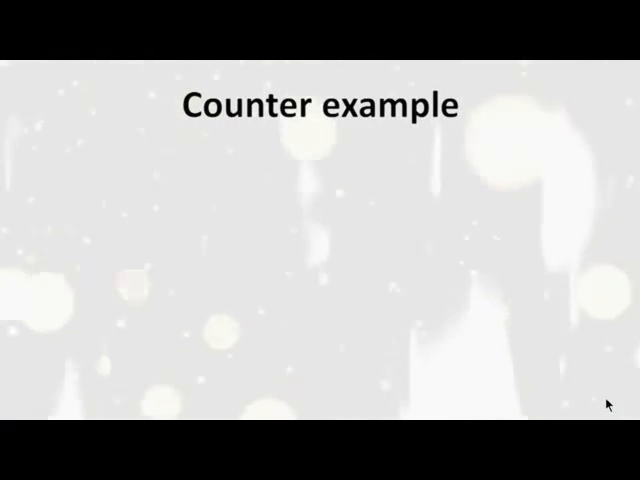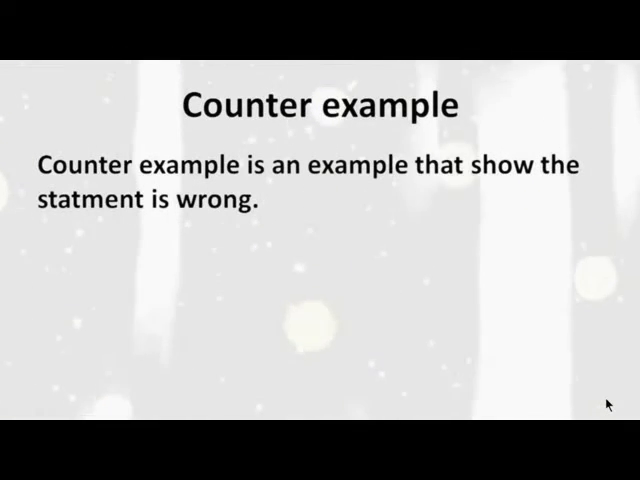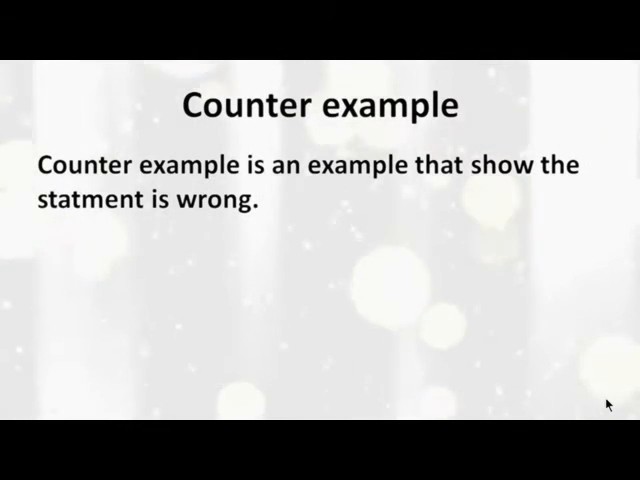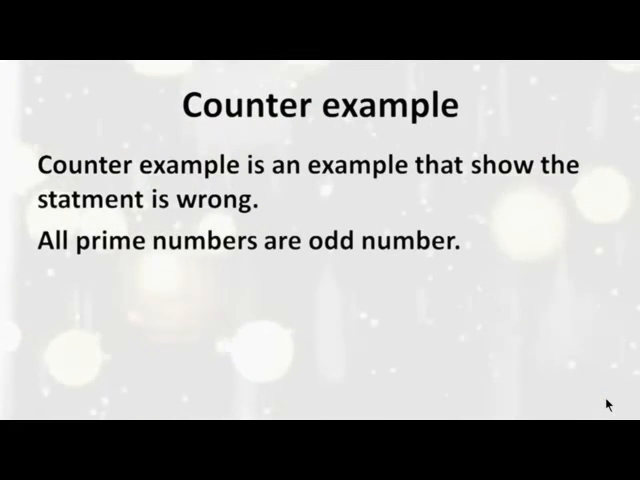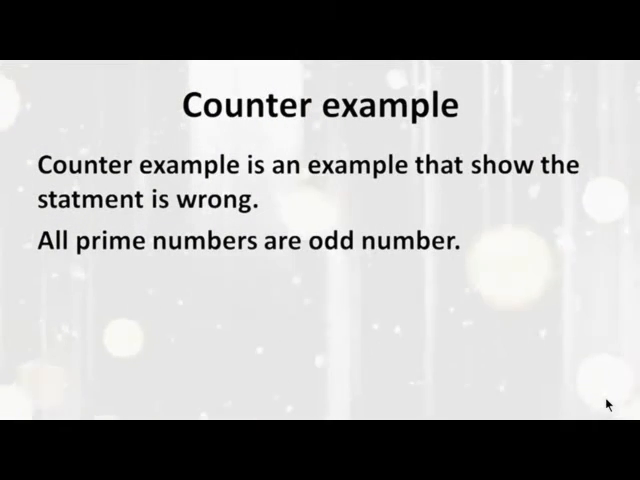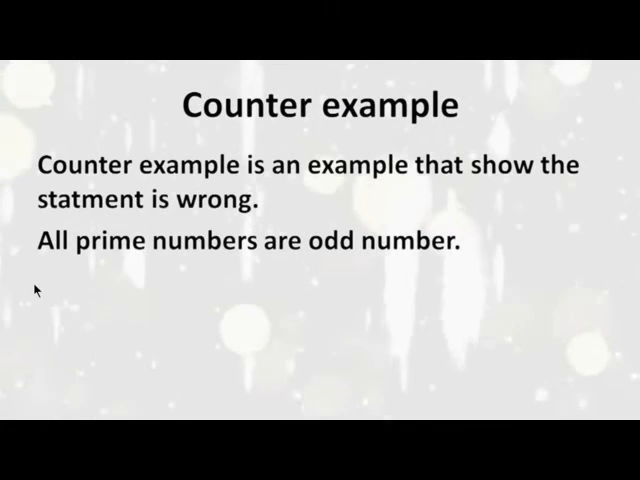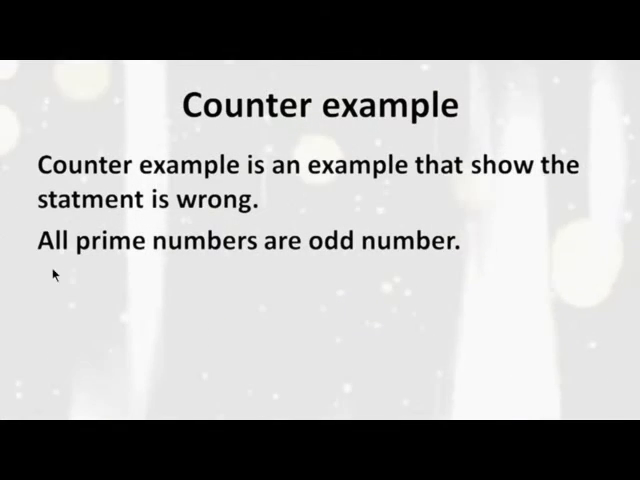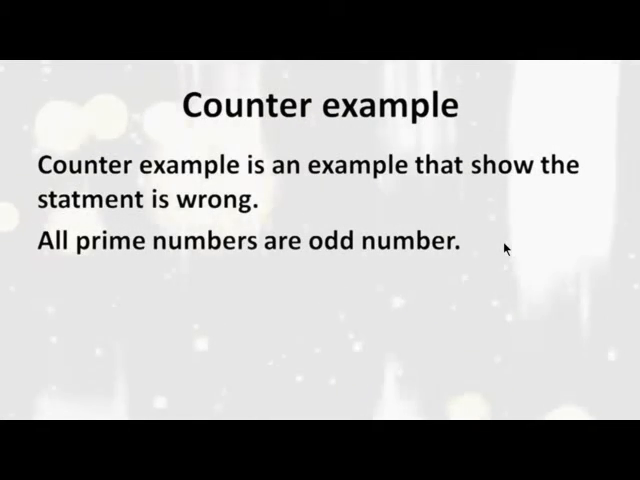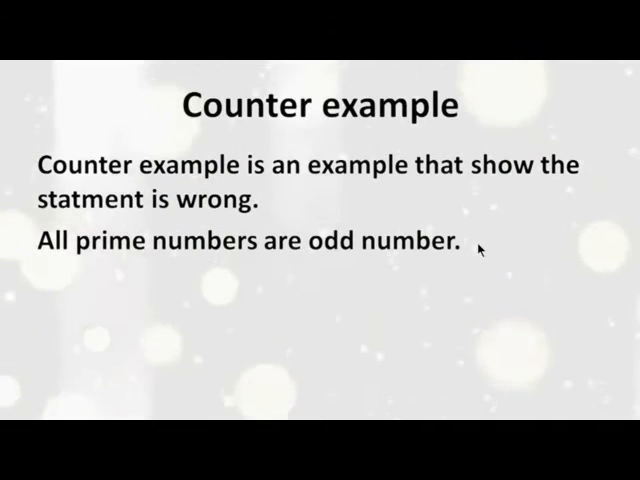First is counterexample. A counterexample is an example that shows the statement is wrong. For example, this is the statement: all prime numbers are odd numbers. We just need one counterexample to prove that this statement is wrong. If we can't find any counterexample for a statement, that means the statement is true.